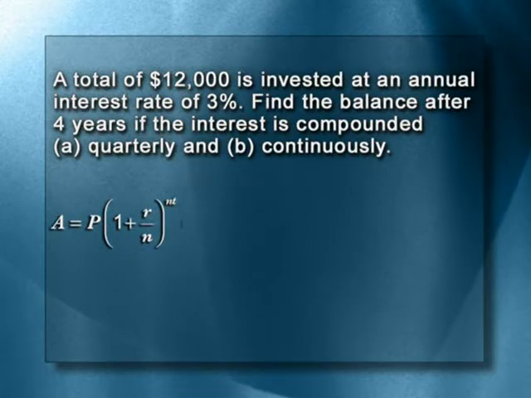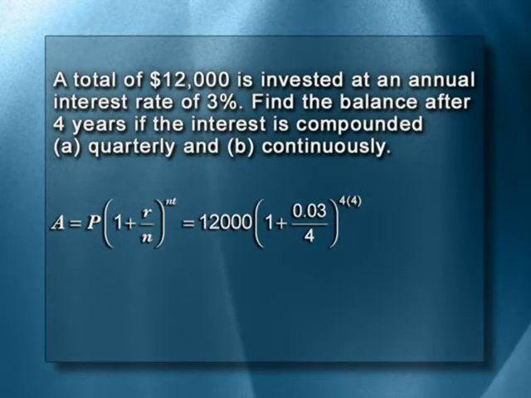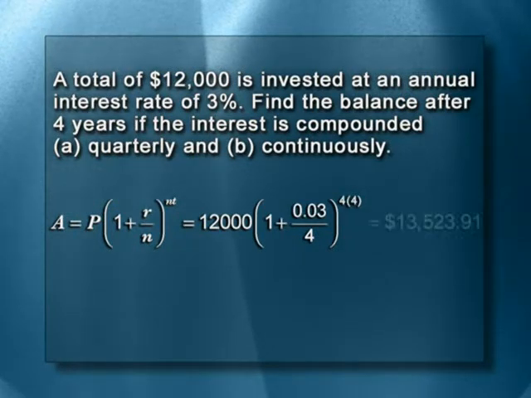Let's do the arithmetic. How much do you have? Well, it's P times 1 plus r over n to the nt power. Who are the characters? P is 12,000. N is the number of compoundings, so n is 4. R is the interest rate, 0.03, and the exponent is 4 times 4. N is 4, and t is also 4 years. And if you punch that on your calculator, you get about $13,523.91. So you earn some money in those 4 years.